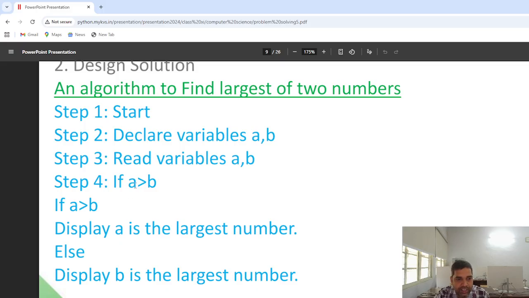If the value stored in variable a is greater than b, then we display a is the largest number. If the value present in a is greater than b, we display a is the largest number, else b is the largest number.